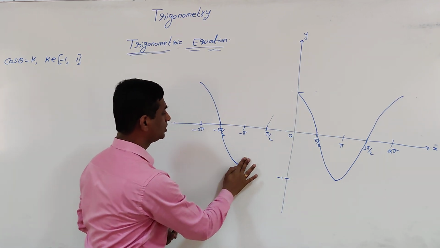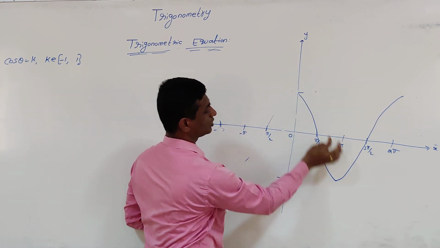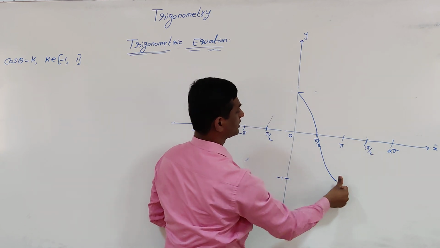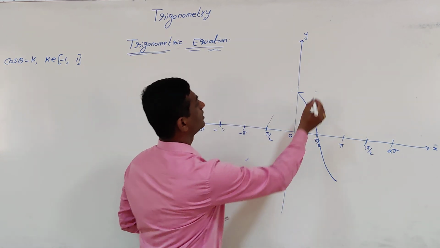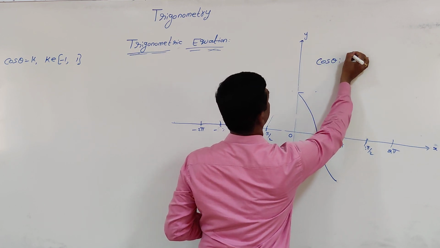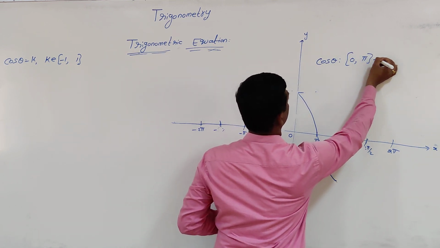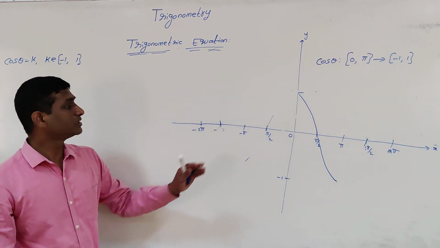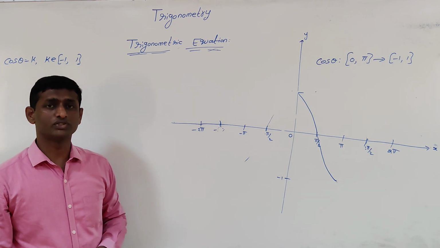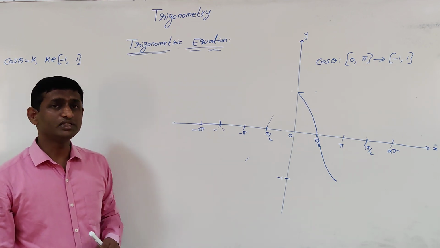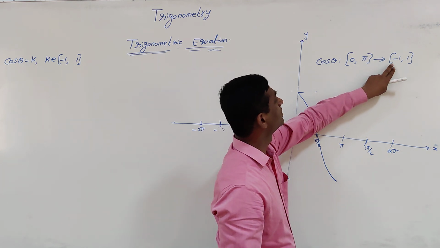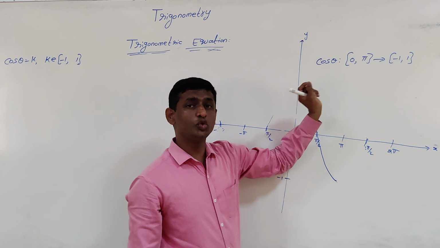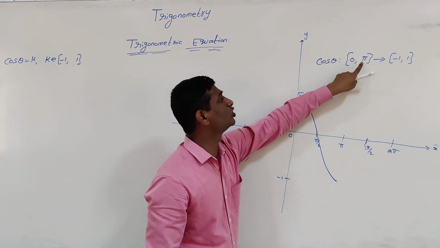So if we restrict the domain to 0 to pi, then what is our restricted domain? Cos theta is a function from [0, pi] to the closed interval [-1, 1]. If you restrict the domain, then cos theta becomes a bijective function, a bijection. Means every value from -1 to +1 in the range will have a unique pre-image in 0 to pi.